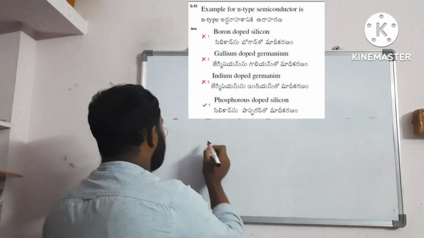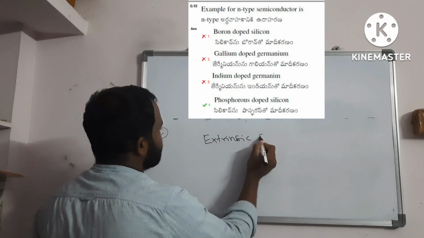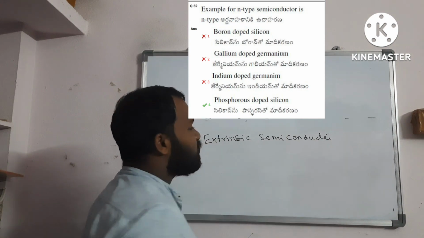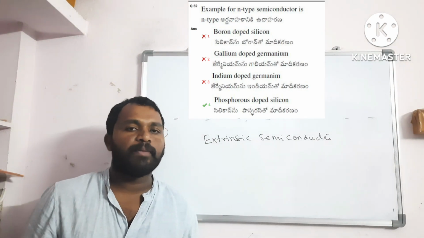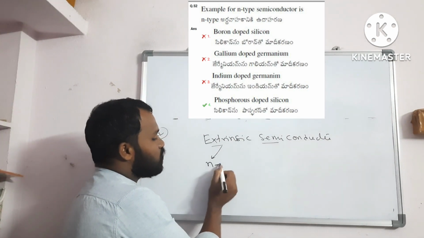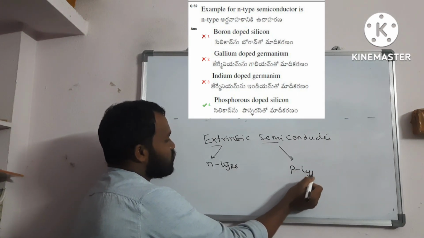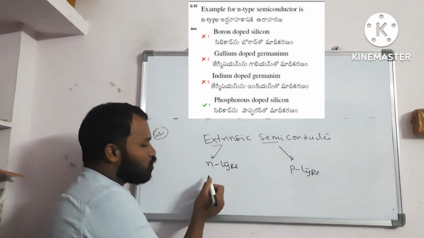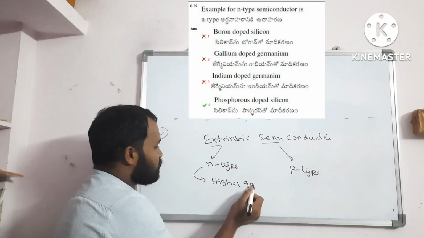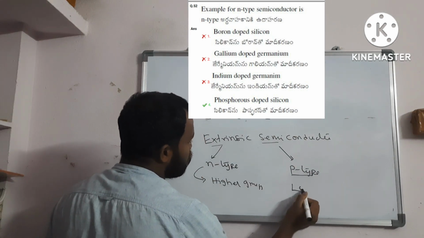What is meant by extrinsic semiconductor? The semiconductor which is doped with higher or lower group elements is called an extrinsic semiconductor. Again, these are classified into two types: one is N-type semiconductor, one is P-type semiconductor. N-type semiconductor means it is doped with higher group elements. P-type semiconductor means it is doped with lower group elements.